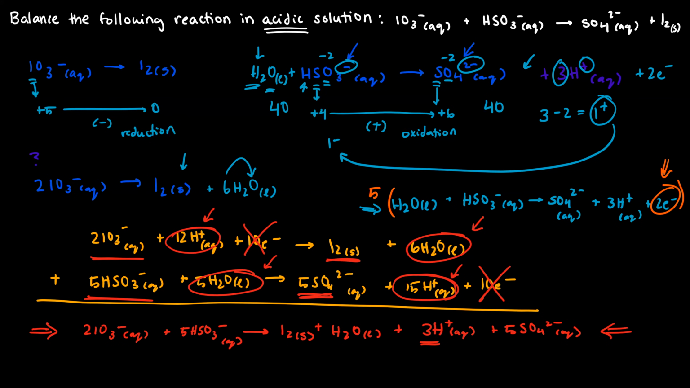And one way that you can check this equation is by basically looking at the charges and making sure that all of the atoms are balanced. So if you examine this, you will find that all of the atoms in the equation are balanced, and you will also find that if you add up the charges on either side of the equation, they will balance each other out.